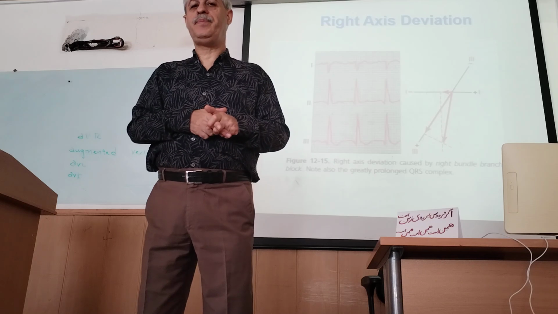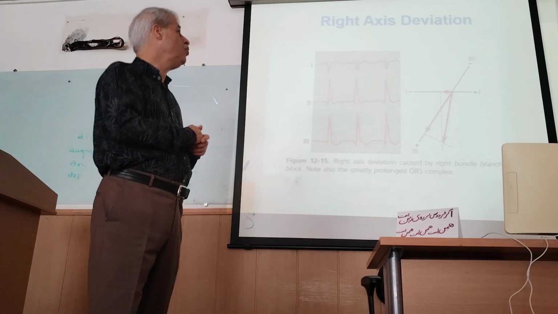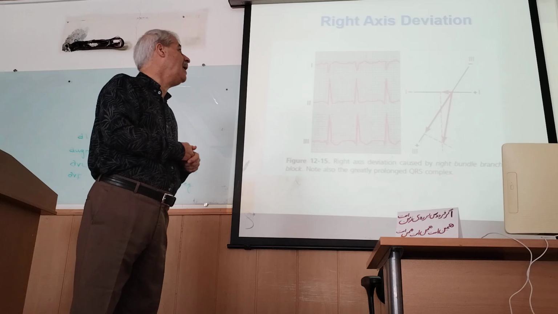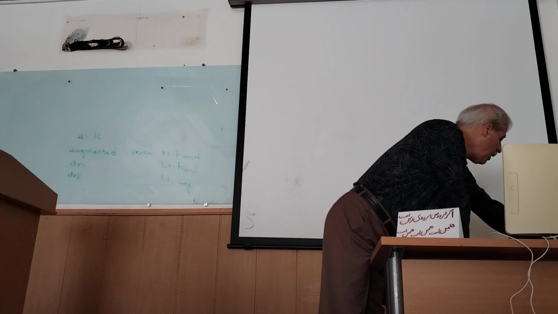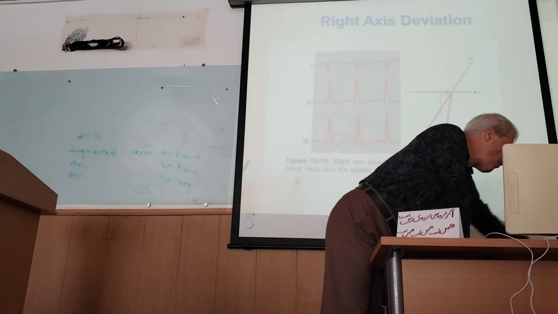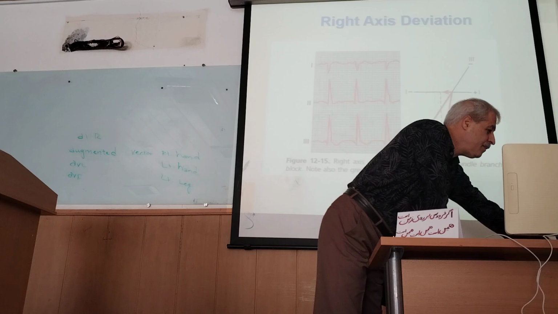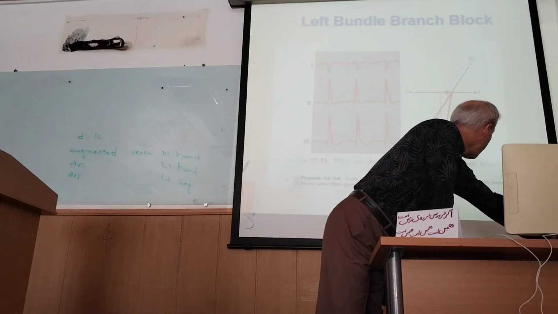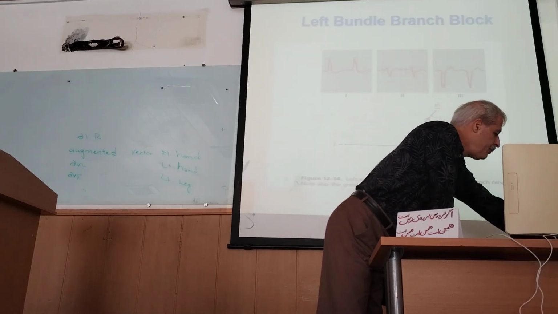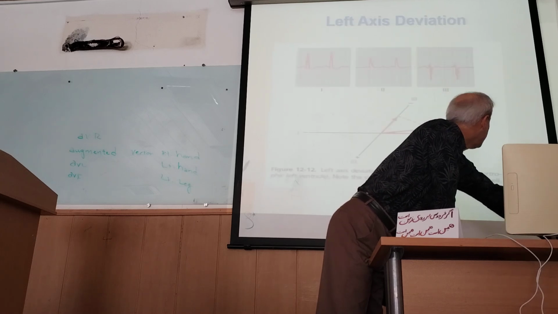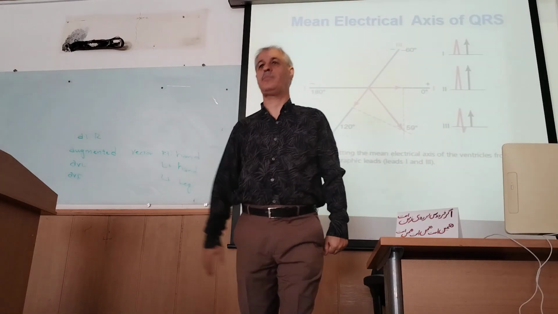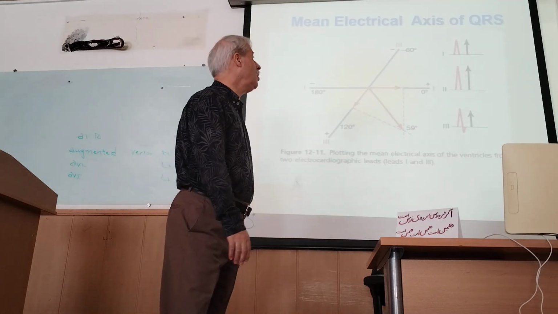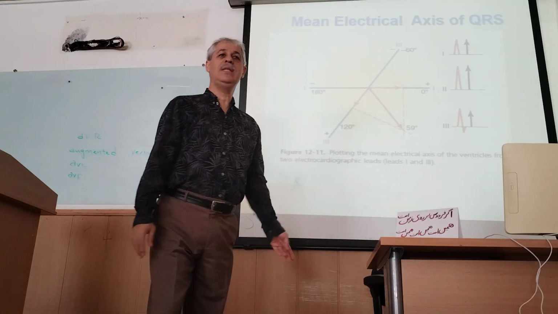Now we want to calculate the mean cardiac axis. Take a look at the picture. In order to measure the cardiac axis, we can use limb leads.